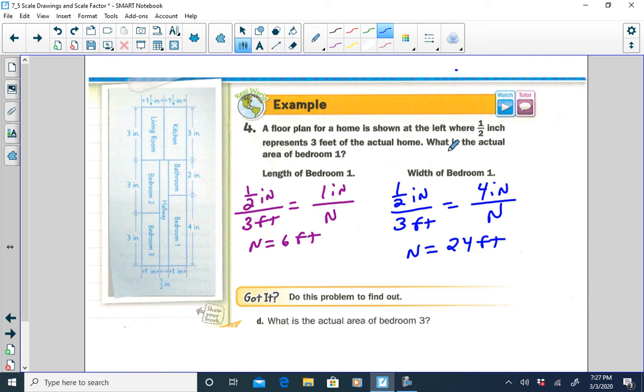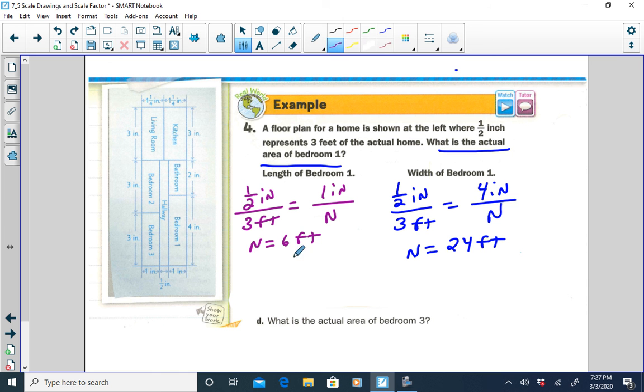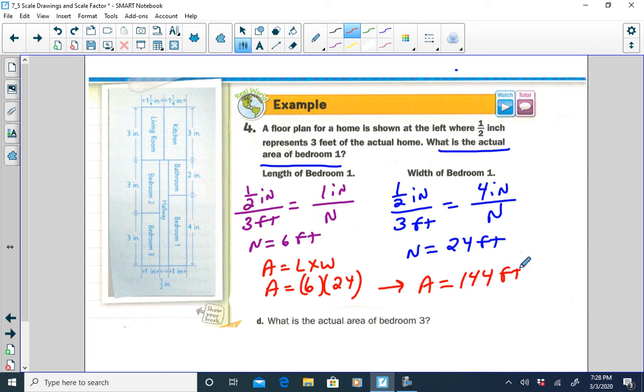Now to find the area, because they're asking us to find the actual area of bedroom 1. Area is equal to length times width. So area is going to be equal to L times W. Our length is 6, I'm sorry, 12, or 6. Our width is 24. So 6 times 24, our area is going to be 144 square feet.